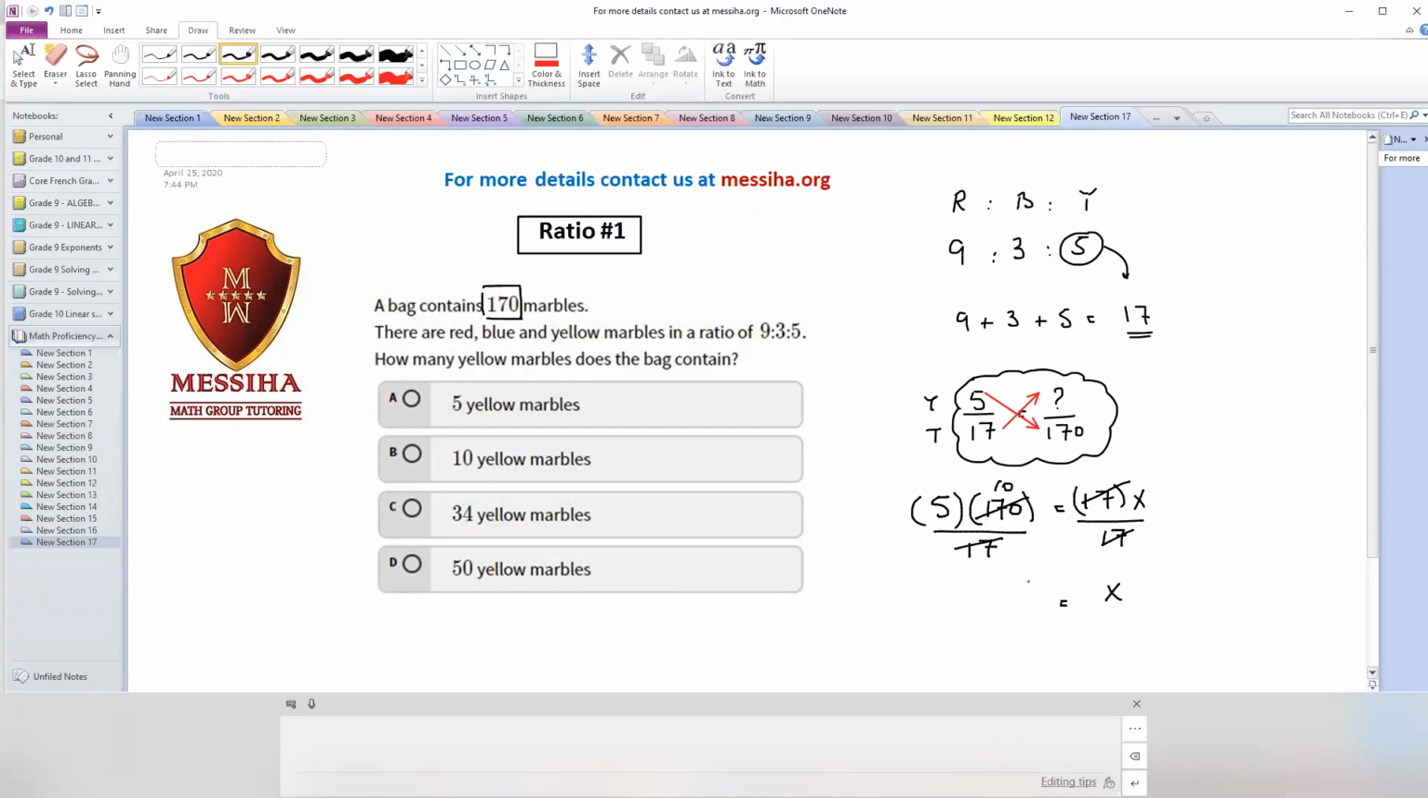so it's going to give me 10. 10 times 5 equals 50. So really, I have 50 yellow marbles in this bag. So if I compare here, I will see that option D is the correct answer.